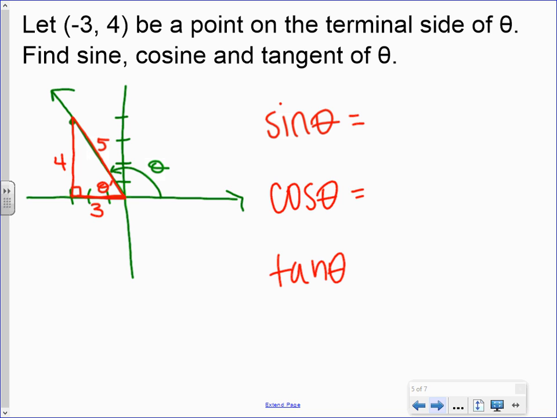You can either say, okay, I'm in the second quadrant, sine is positive, cosine and tangent will be negative, or you can label negative side lengths on your reference triangle if you want to. Okay, that's not going to bother me.